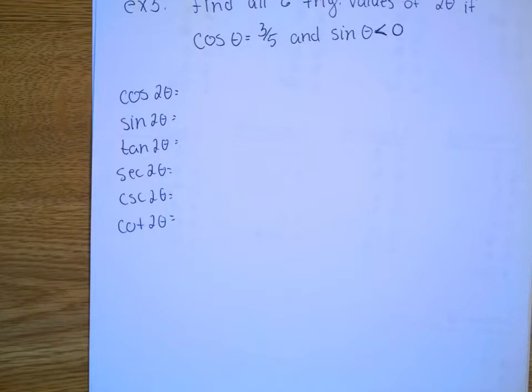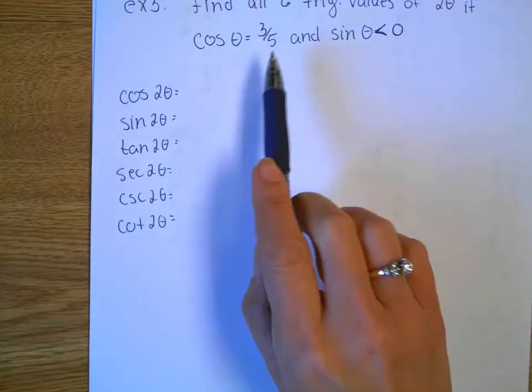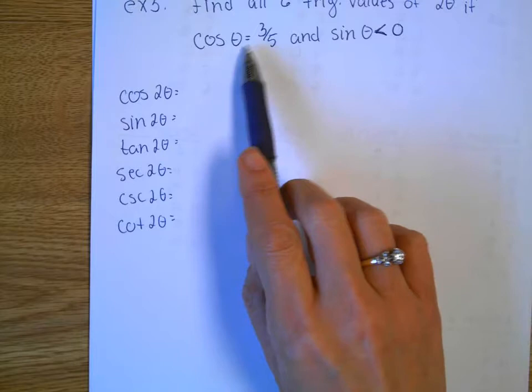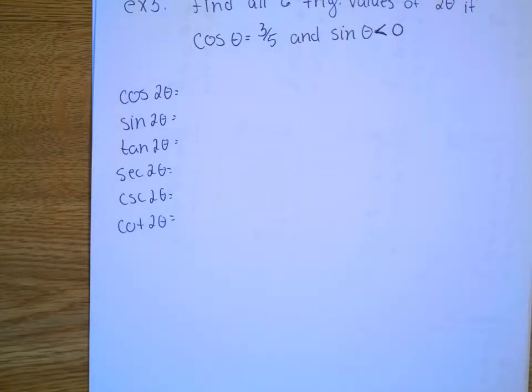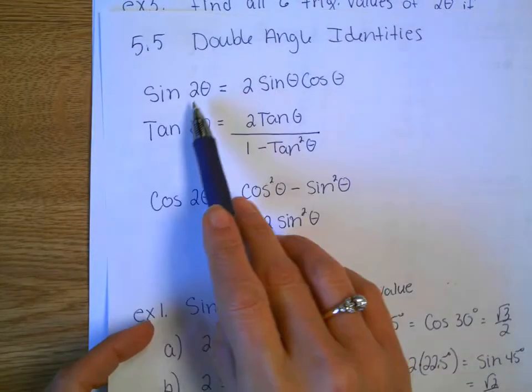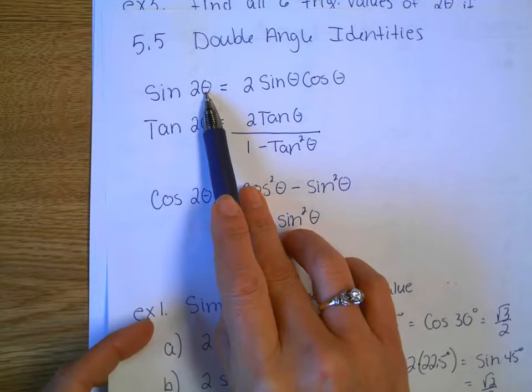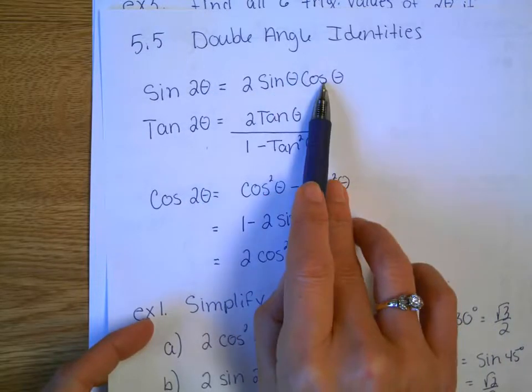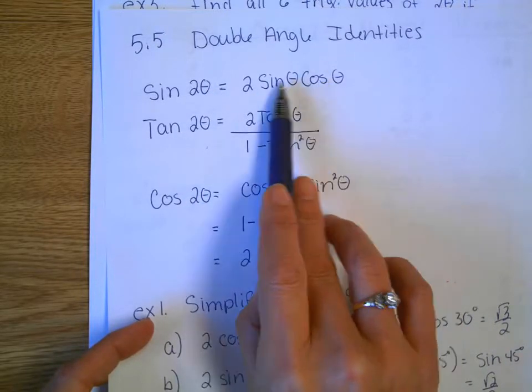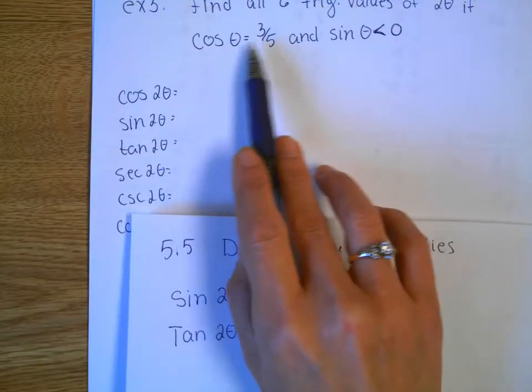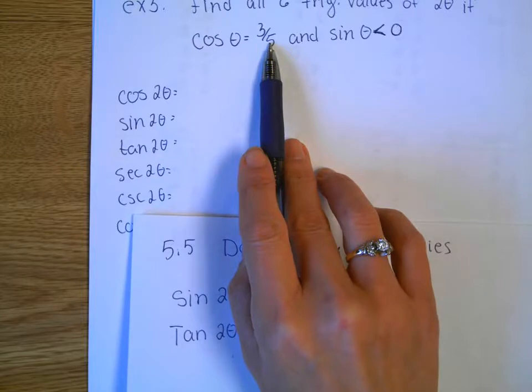Okay. And I only know something about theta, the single theta. So I'm going to use those identities that we wrote down. So if I want to find the sine of 2 theta, I need to know two things. I need to know the sine of theta and the cosine of theta. Do I know both of those? No, I only know one of them. What am I going to need?